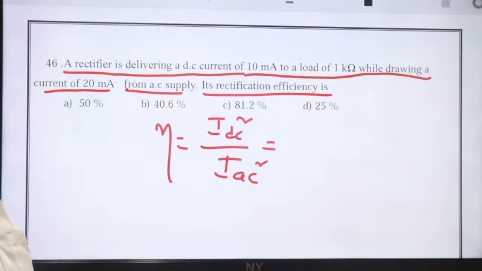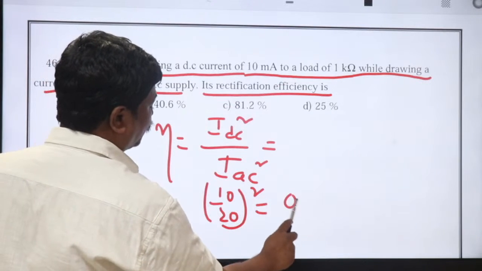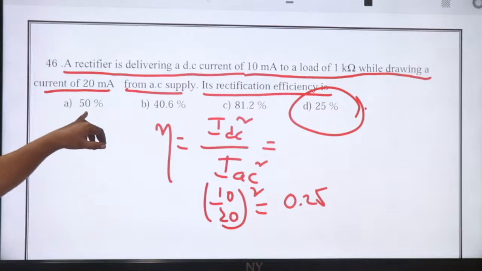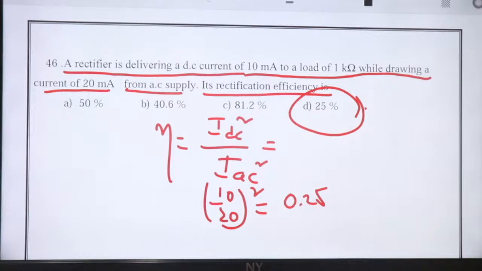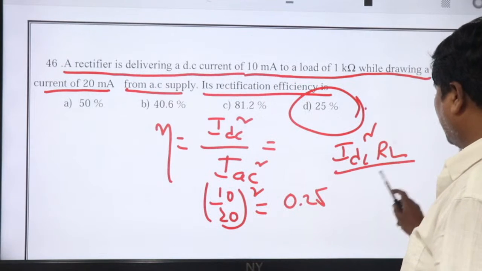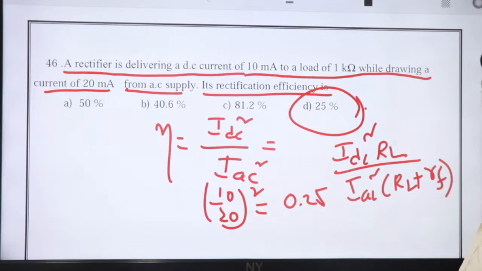We can assume the diode is ideal. RL is common in both cases. So it is (10 by 20) whole square. 1 by 2 whole square is 0.25, nothing but 25%. Very nice question. People may answer 50% because they will write 10 by 20. Be careful, it is (IDC by IAC) whole square, because the efficiency formula is IDC square into RL upon IAC square into (RL plus RF).